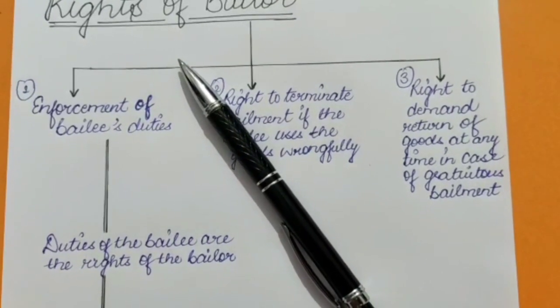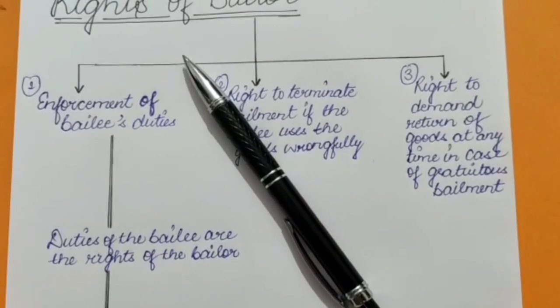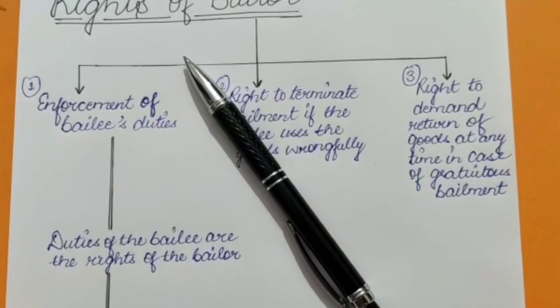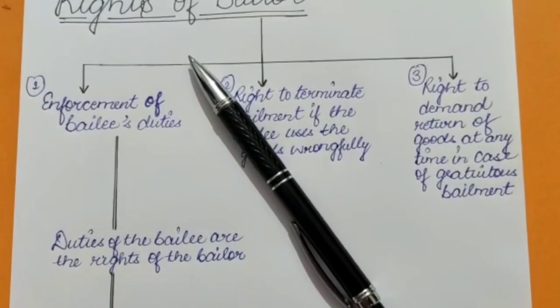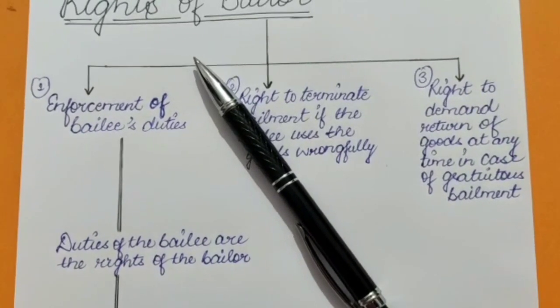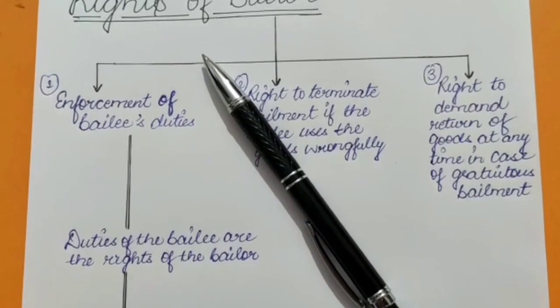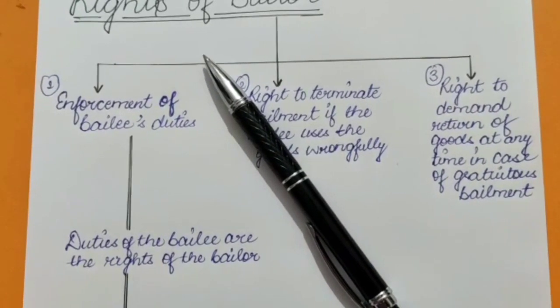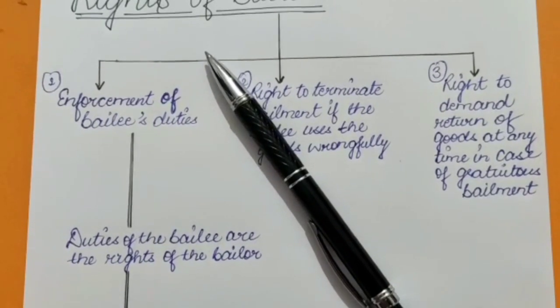In the previous video, I have explained rights of the bailee and duties of the bailor. Today we learn about rights of the bailor and the termination of bailment. The students who are watching my today's video must watch my previous video so that they can understand the bailment chapter in detail. Don't skip the video, because if you skip it, then you cannot understand. So let's start today's lecture.